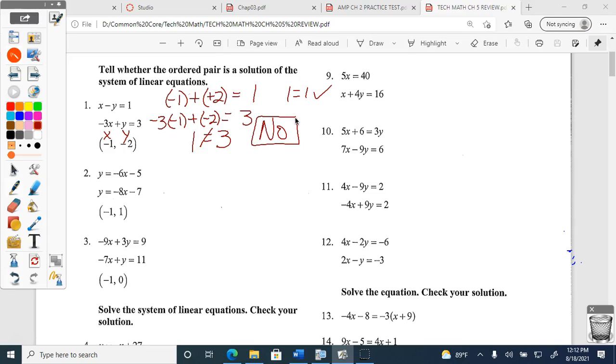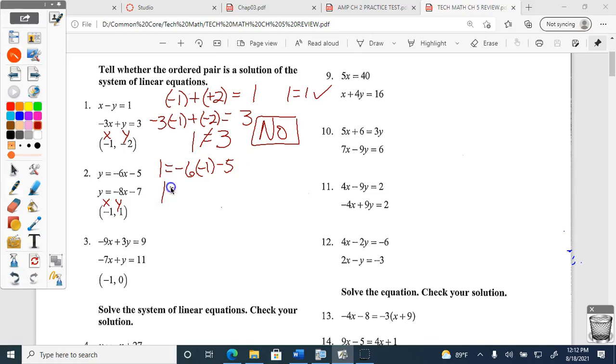Any questions on how to do that? All right, good. 2, same process. So there's my X, there's my Y, plug them in. 1 equals -6 times -1 minus 5. That would be 1 equals 6.